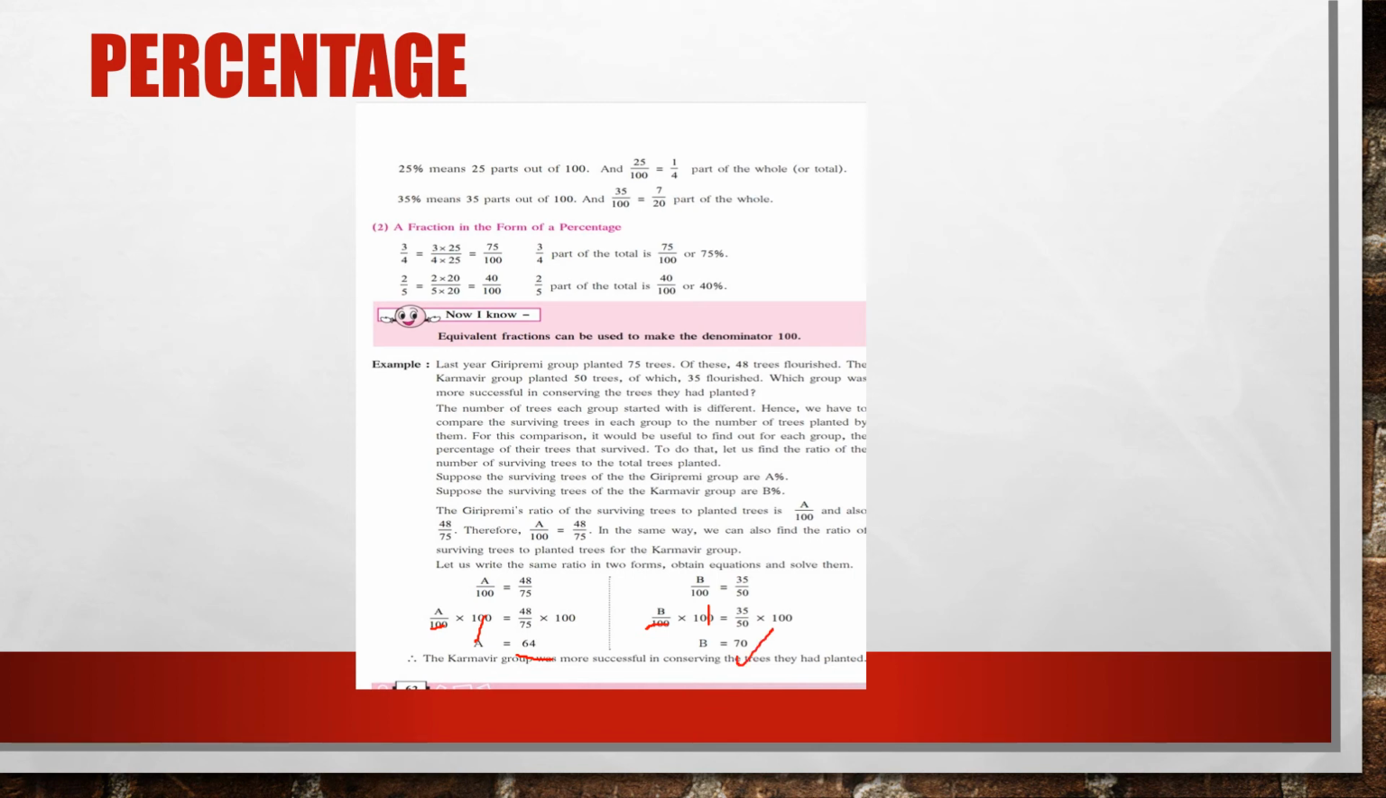So the second group, the Kanavir group, had 70% flourished plants out of what they planted, and the Gripani group had 64% plants. So they were more successful in this case. So let's solve some practice set.